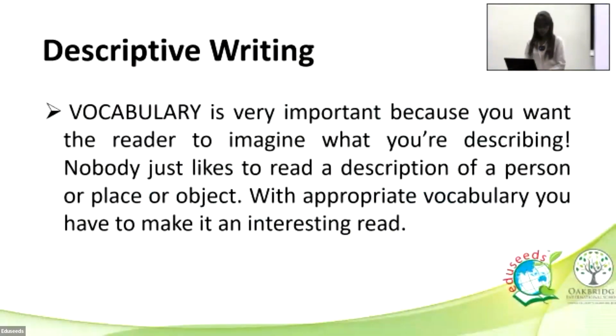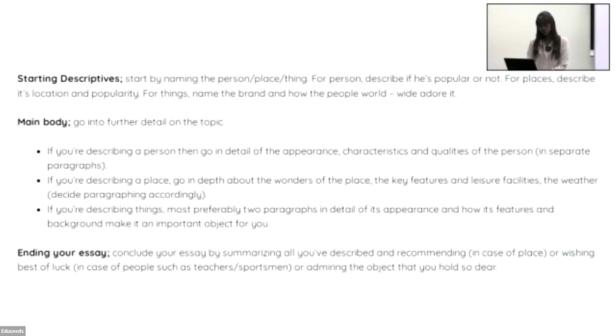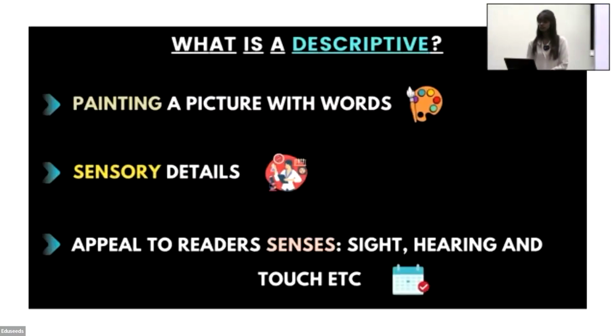Let's go into descriptive writing first. When it comes to descriptive writing, vocabulary is the most important part because you want your reader to imagine what you are describing. Nobody likes to just read a description of a person, place, or object, so use appropriate vocabulary to make it an interesting read. Descriptive writing basically means painting a picture with words. You use sensory details and appeal to the readers by using the senses such as sight, hearing, touch, and so on.